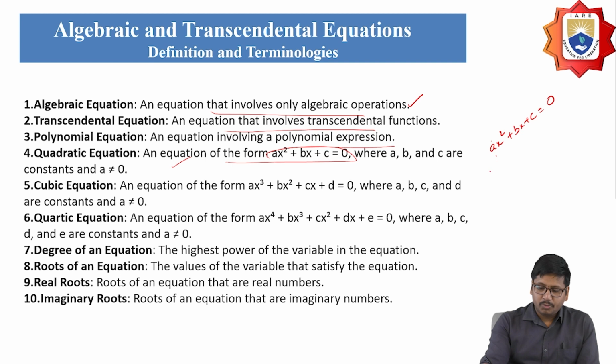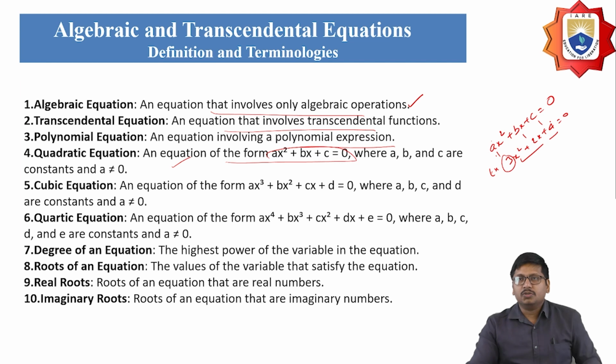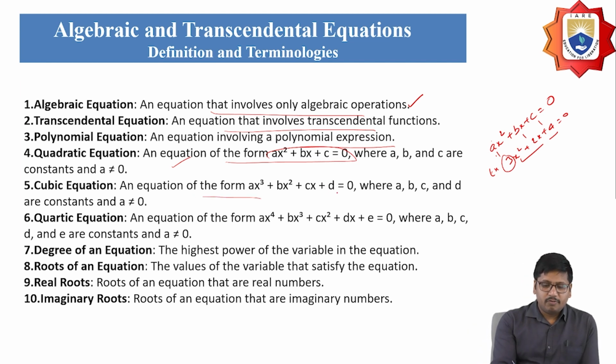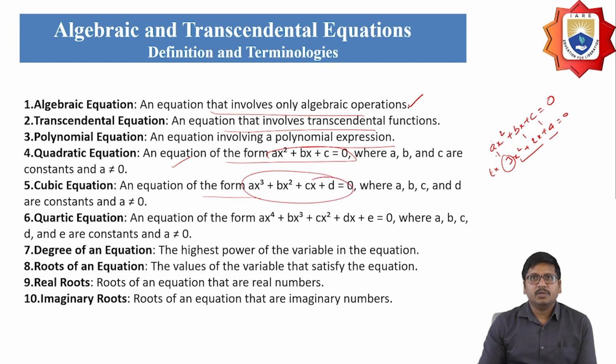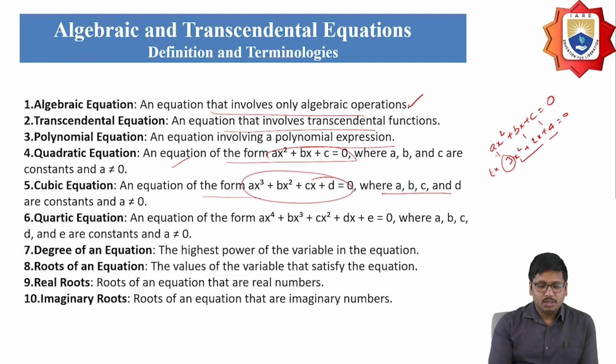Suppose I have an example, 3x squared plus 2x plus 4 equal to 0. Here the coefficients are 3, 2, 4, where a is 3, b is 2, and c is 4. Then cubic equation. The equation of the form ax cubed plus bx squared plus cx plus d equal to 0, where a, b, c and d are constants and a not equal to 0, is called a cubic equation.